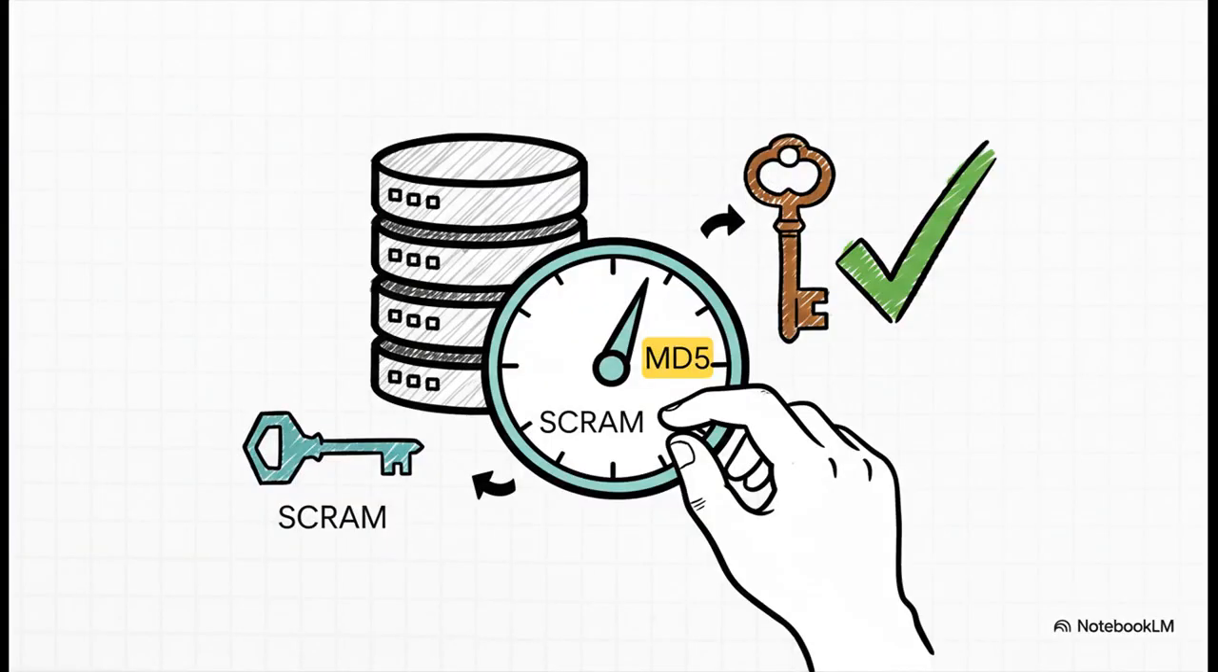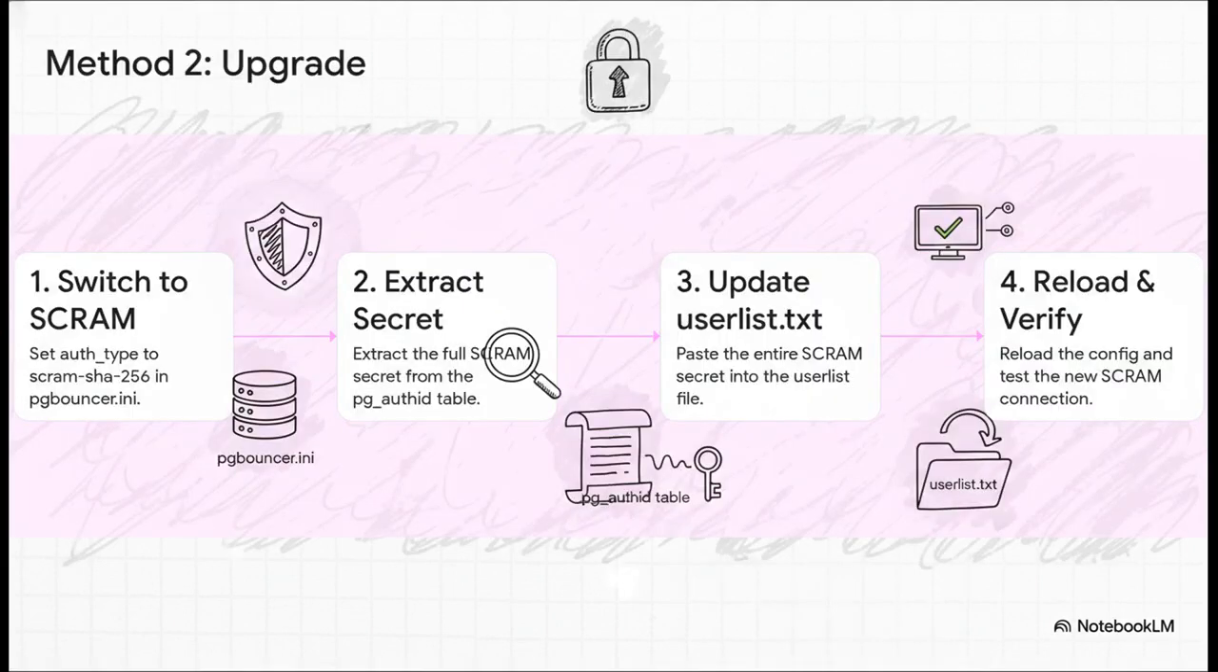And this is the command that makes it happen. ALTER SYSTEM SET password_encryption = 'md5'. You run that on your database, and you're essentially forcing it to speak MD5 again, which is the language your PgBouncer already knows. Now, method two is the better way to go, for sure.